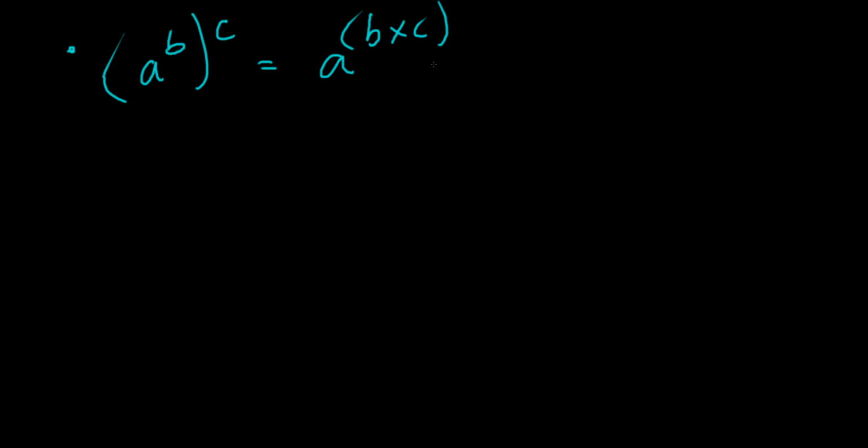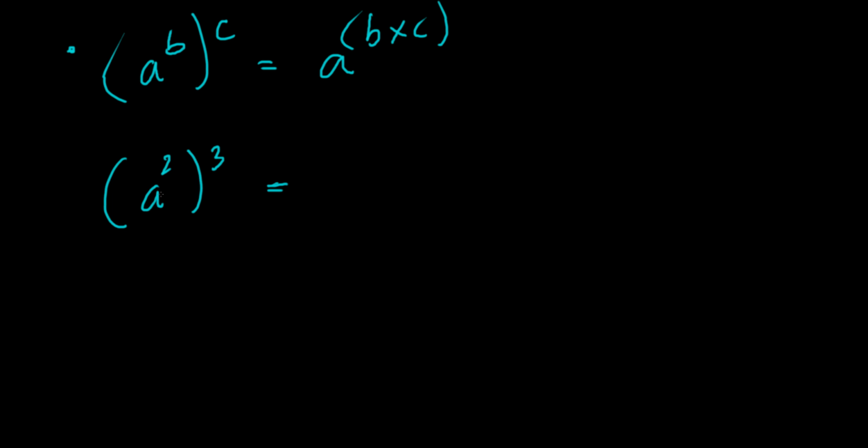Well, let's prove again why this property works. Let's choose some real numbers for b and c here, just to show one example. What if we had a squared and that whole thing was raised to the third power? Well, this outer exponent, this 3 here, is saying, whatever's in this parentheses, I want you to multiply it by itself 3 times.